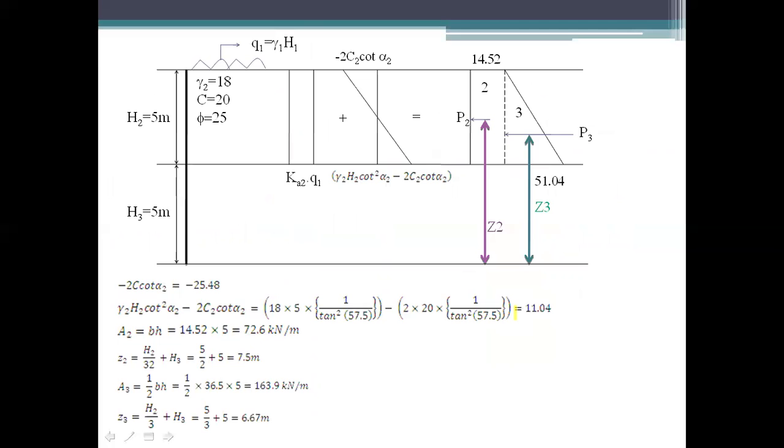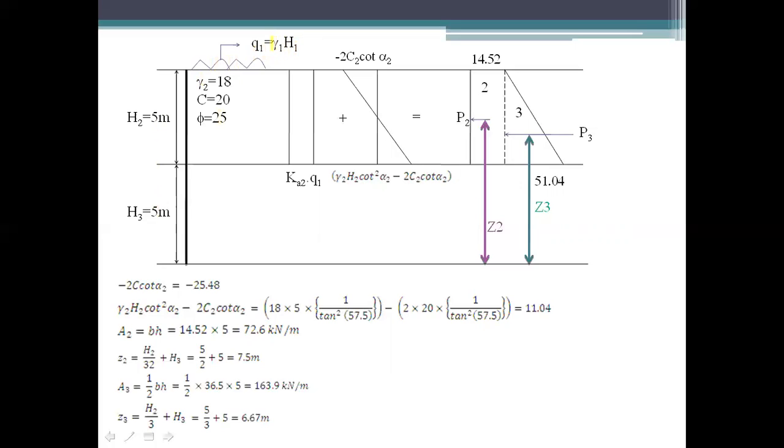So here you are drawing the second layer. The second layer has gamma 18, C 20 and phi 25. H2 is 5 meter and H3 is again 5 meter. It has a surcharge loading of the first layer as Q1, which is calculated as gamma 1 H1.